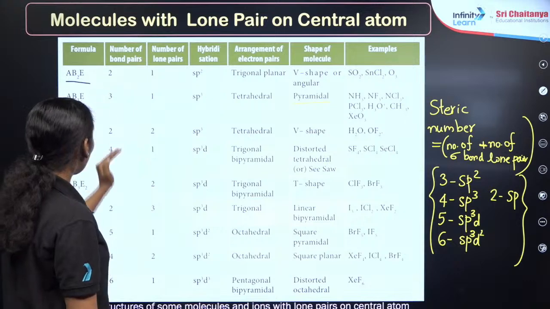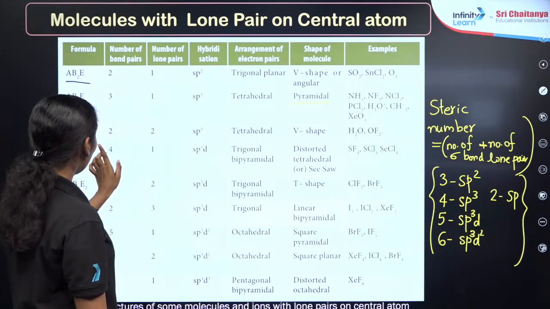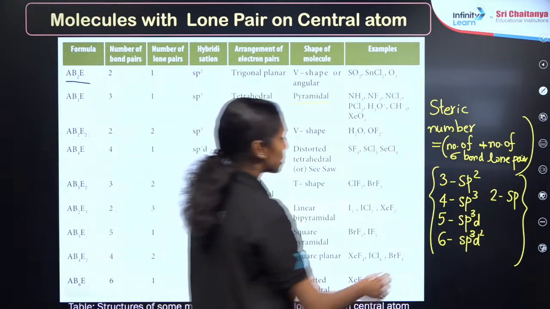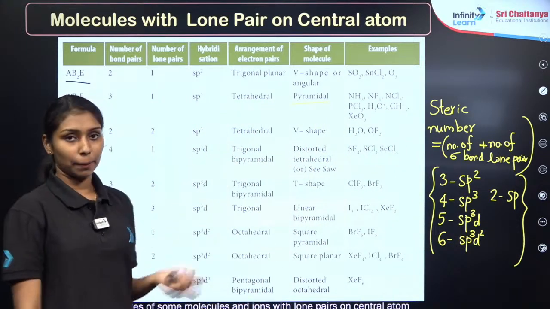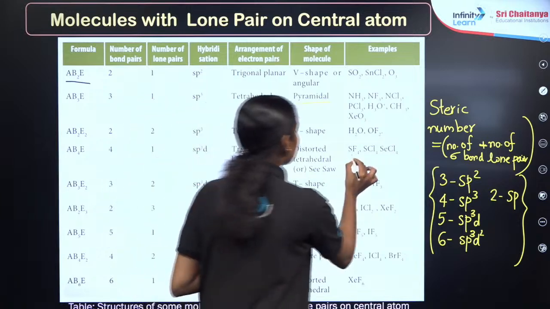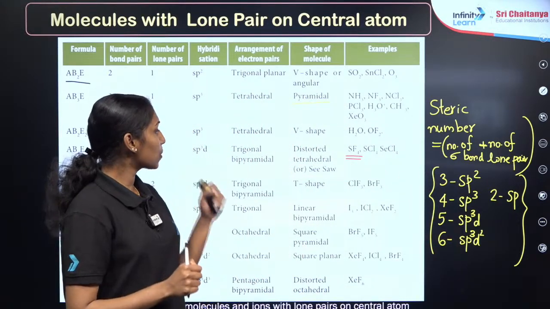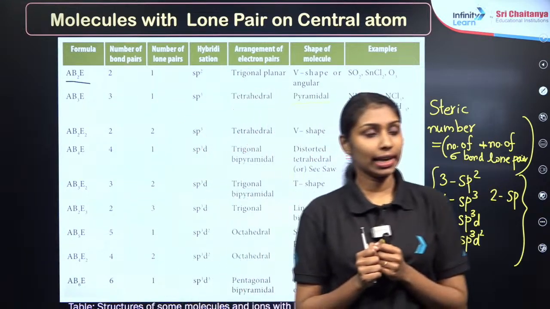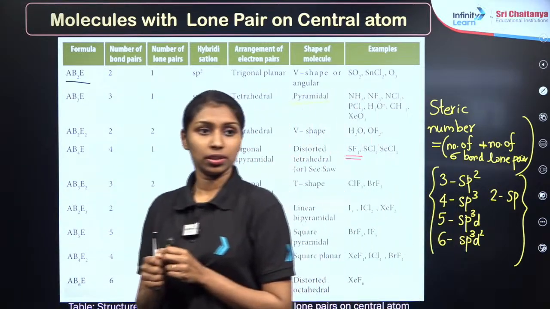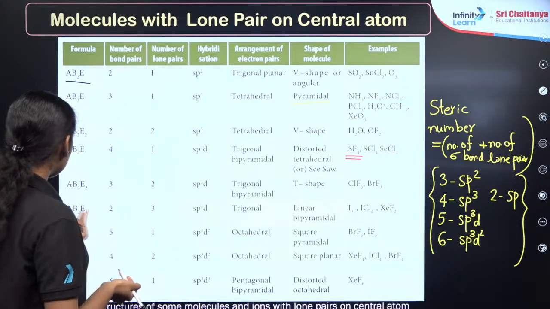Then the fourth one, AB4E type, 4 bond pairs plus 1 lone pair. 4 plus 1, 5. 5 means sp3d hybridization. The geometry was trigonal bipyramidal. But if you are considering the SF4 molecule, due to the presence of the lone pair, it will look like a distorted tetrahedral or seesaw shape. Clear? Seesaw shape.